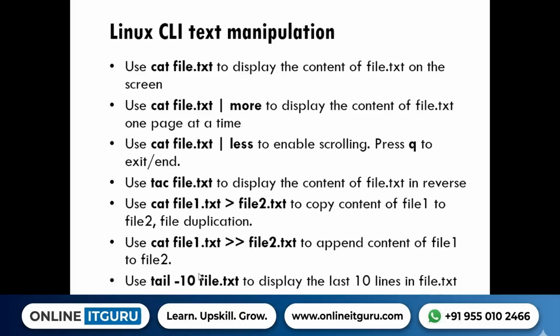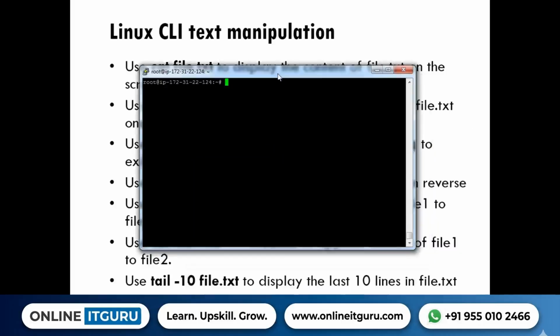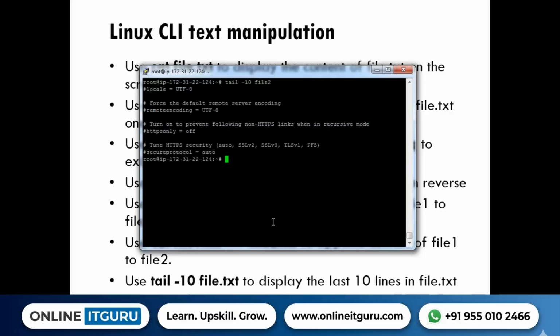And now the tail. The tail is a very important command in normal administration. Whenever you want to see logs for any file, tail is used. Here it is showing tail -10 file.txt. For example, if I use the same command, tail -10 file2, it is going to show you the last 10 lines. Whatever number you provide, that many lines from the end of the file will be displayed.